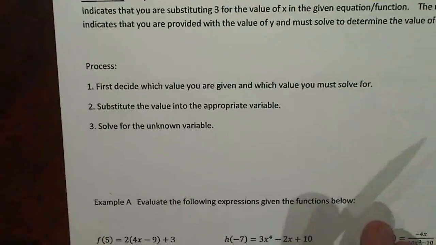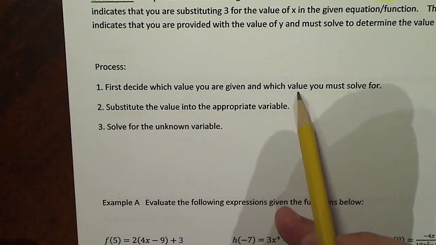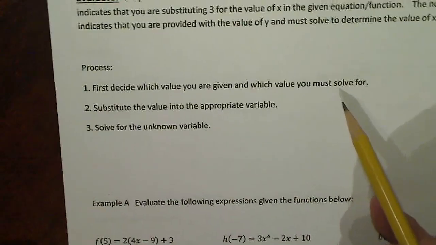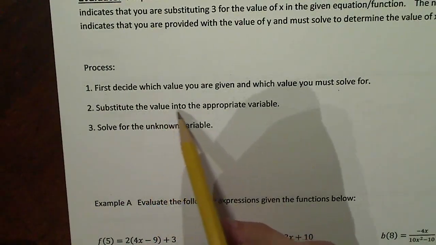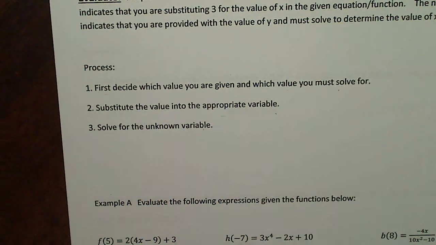So here are simple, basic steps if you need them. One, decide which one you're given and which one you have to solve for. Then we're going to substitute the value into the appropriate variable, and then solve for the unknown variable. That's the basic process for what we're about to do here.